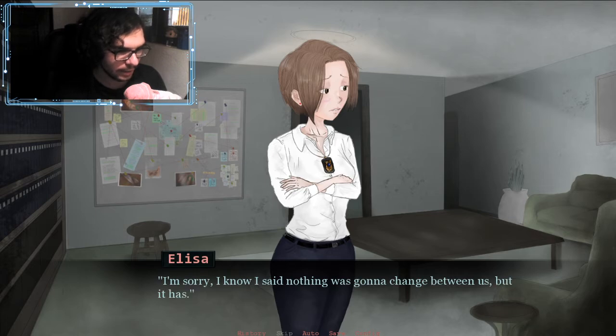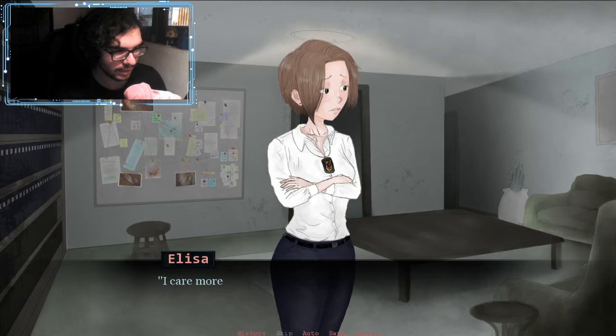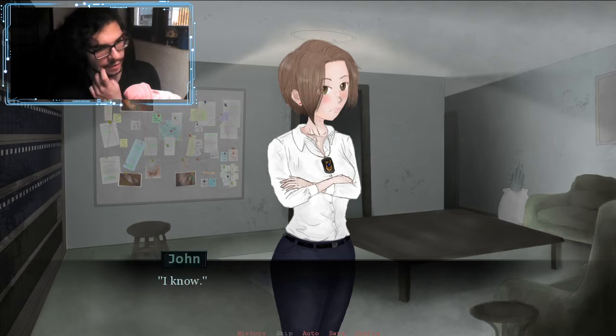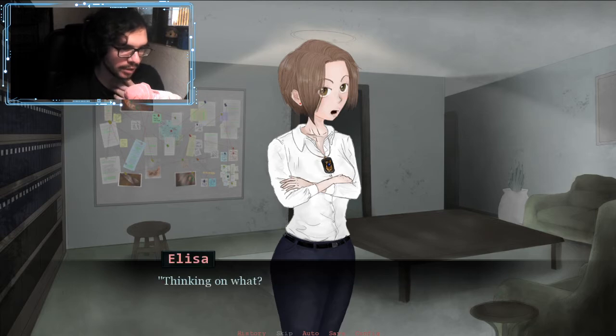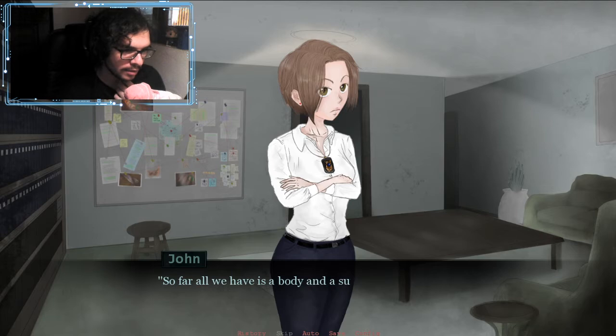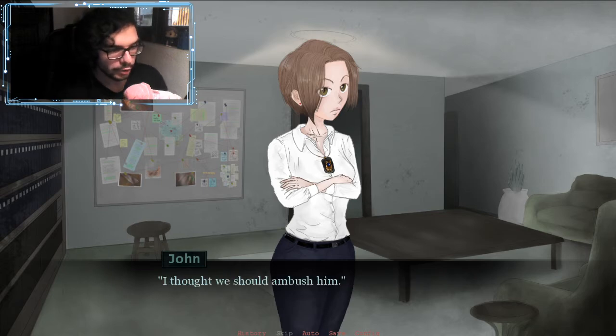I know I said nothing was going to change between us, but it has. I care more about you now. I know. Actually, I was thinking about something before I went to sleep. Thinking on what? I don't really have any suspects. So far all we have is a body and a suicide. And other things I don't want to think about right now. I thought we should ambush him.